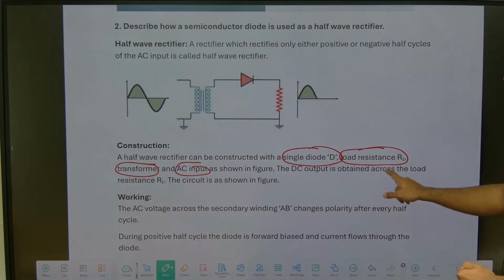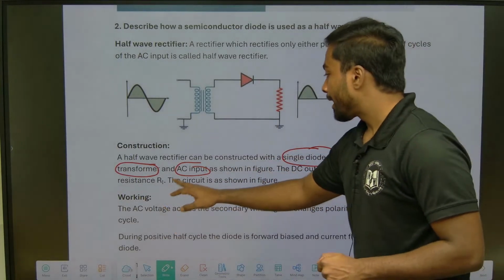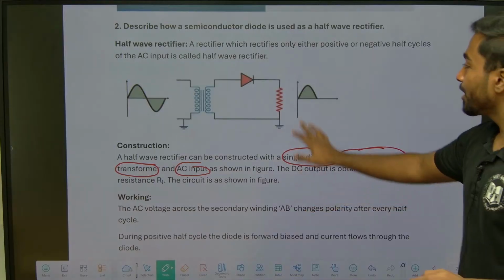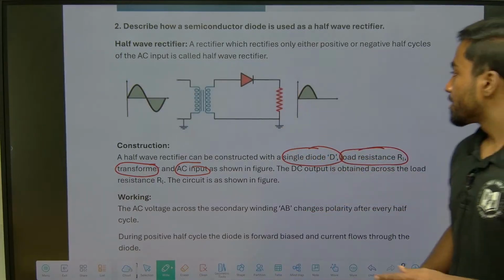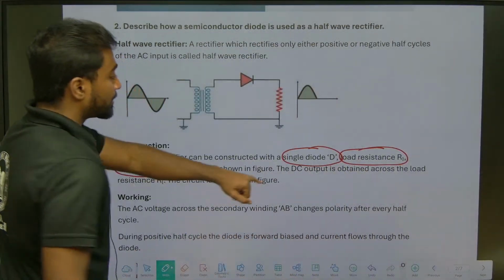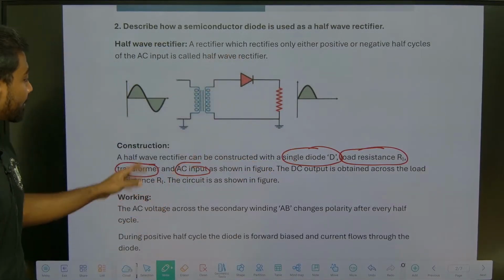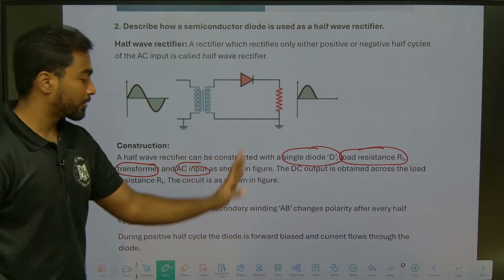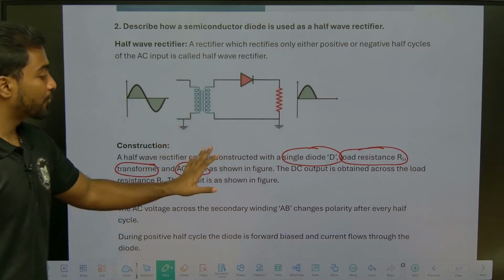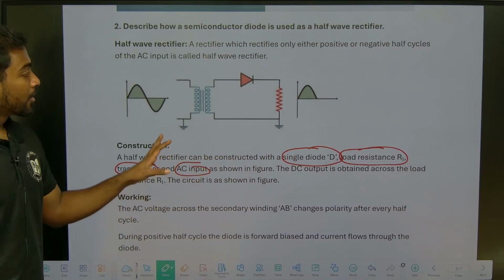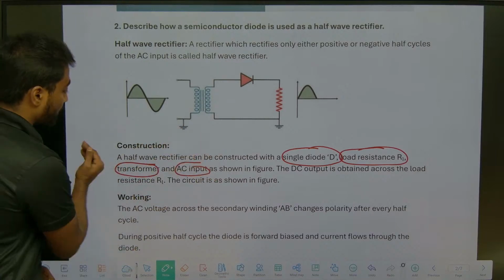The DC output is obtained across the load resistance and the circuit is shown in the figure. This is the circuit. So what are the things there? A single diode is there, a resistance is there, a transformer is there and an AC input is there. These are the 4 things we will use for constructing the half wave rectifier.